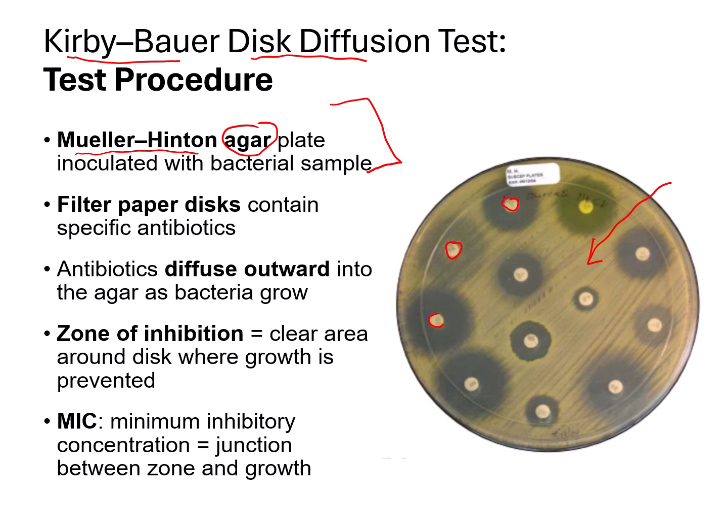So each of these discs contains a different antibiotic. We'll incubate the plate and eventually see clear zones of inhibition, as we see here and here, where growth has been prevented. The edge of the growth, the junction between the zone of inhibition and where you do see growth, so the edge of that circle or zone of inhibition, is the MIC, the minimum inhibitory concentration. So that's the lowest concentration of the drug, as it diffuses across, that inhibits growth of the microbe.